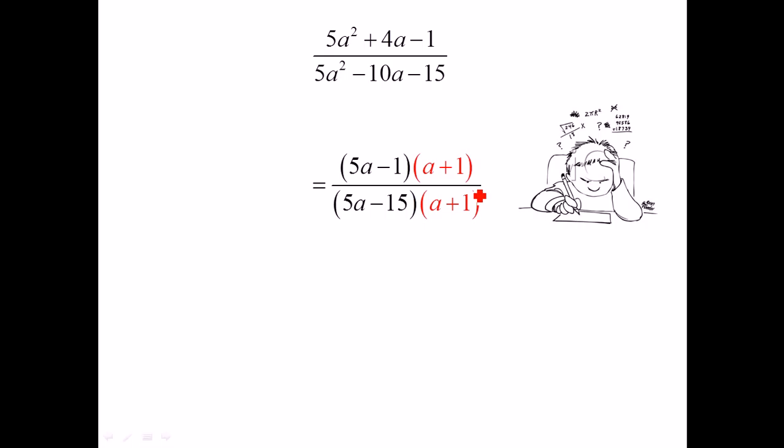Also, we want to make sure that things are fully simplified. So notice inside these parentheses, there's still a 5 in common right here. So at the same time, we want to factor out that 5.